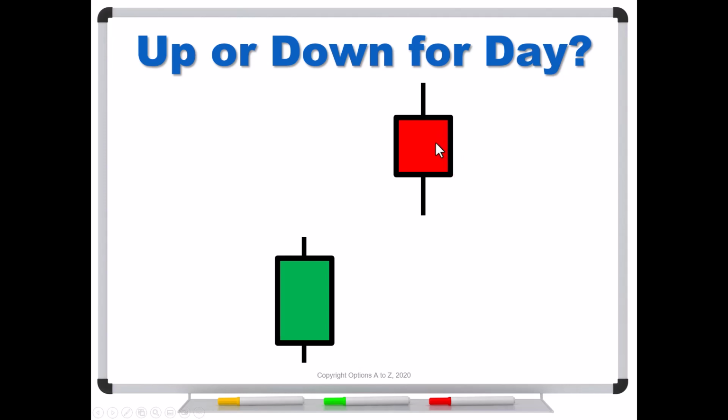But how is CNBC going to report it? Or your broker's platform? They usually report it according to close to close. So take a look at yesterday's candle. Here is the close. Today's candle, the bottom of the red stick right here, is the close. So notice that today's close is above yesterday's close. So CNBC is going to report that the market was up, or that this stock was up for the day, but that's because they are comparing close to close.